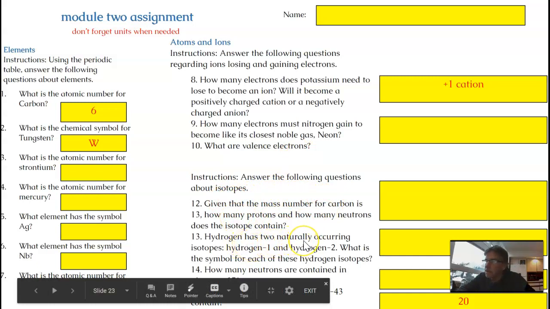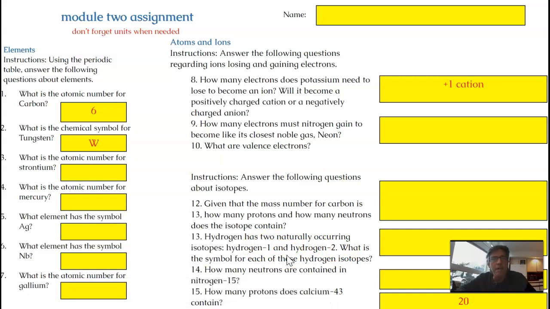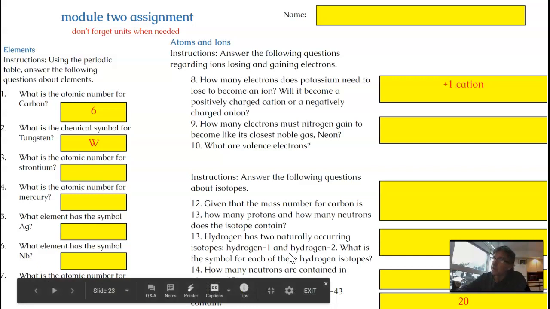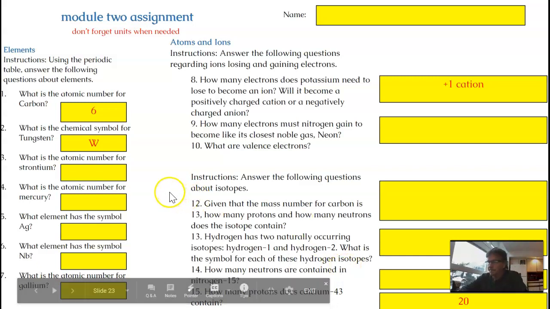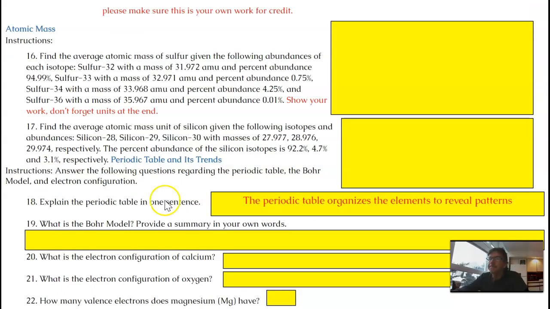Hydrogen has 2 naturally occurring isotopes, hydrogen 1 and hydrogen 2. What is the symbol for each of these isotopes? H-1 and H-2. That is called hyphenated notation, which I prefer. There's also a box notation. Let's not bother. Moving on to the next slide.